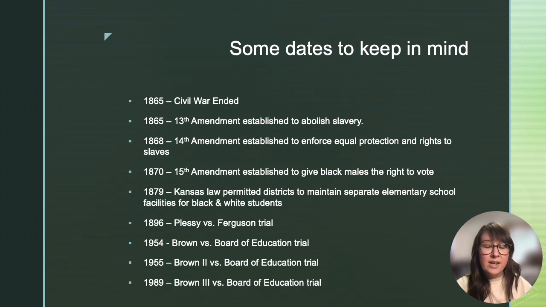In 1879, Kansas law permitted, but did not require, districts to maintain separate elementary school facilities for both Black and white students. In 1896 was the Plessy versus Ferguson trial. Then in 1954, 1955, and 1989 were the three separate Brown versus Board of Education trials.